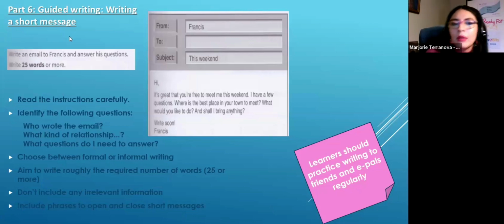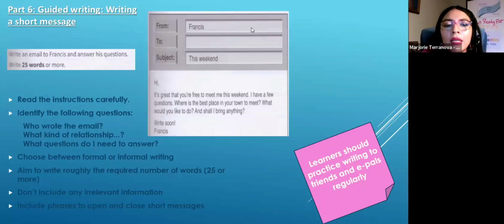Guided writing. Remember that guided writing is a strategy that I'm pretty sure that you already used in your classes, in which you expose students to the kind of writing that they are supposed to make, and you give them every single detail, okay? So you tell them, for example, here you have to create an email. You have to reply to an email, okay? So they already know that.